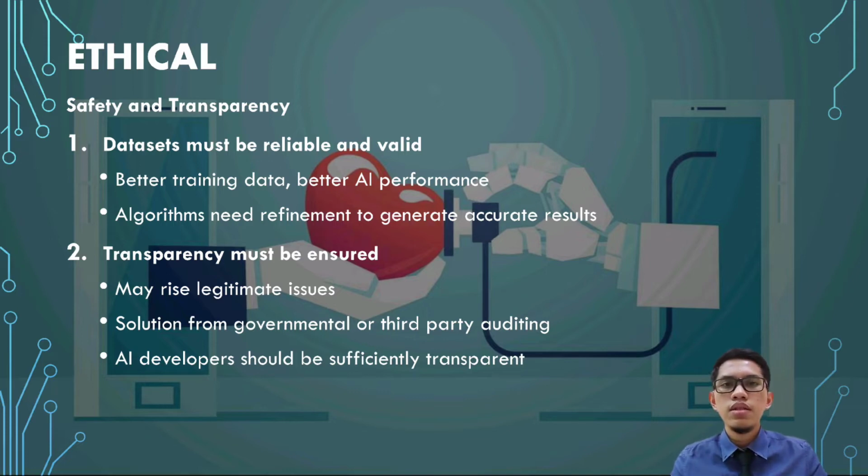The second challenge is that, in the service of safety and patient confidence, some amount of transparency must be ensured. While in an ideal world all data and algorithms would be open for the public to examine, there may be some legitimate issues relating to protecting investment or intellectual property and also not increasing cyber security risk. Governmental or third-party auditing may represent a possible solution. Furthermore, AI developers should be sufficiently transparent, for example, about the kind of data used and any shortcomings of the software.